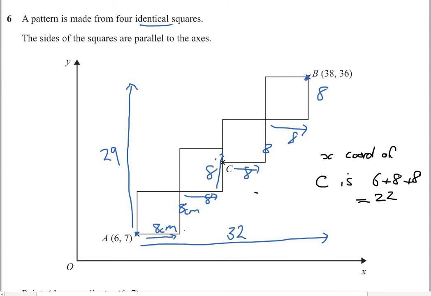Right, how do we find the y now? Let's have a look. We start at 7, we go up by 8 to get to here, and if we go up another 8, then we end up here, which is too far. But we need to look at how far we've gone up in total. So let's move backwards. If we start at 36 in the y, go down 8, we get to here, which is 28. Go down another 8 to here, we get to 20.